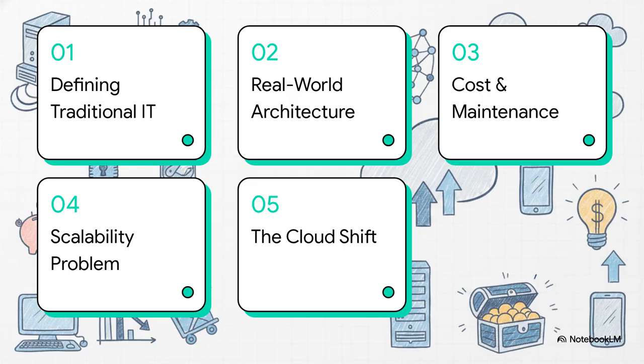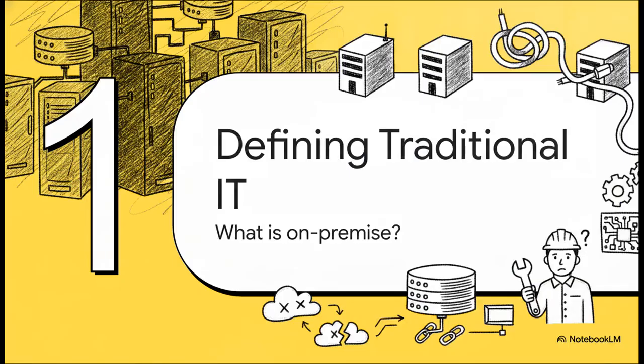First, defining traditional computing. Second, real-world architecture. Third, cost and maintenance burdens. Fourth, the scalability problem. And finally, the cloud shift. All right, Section 1, defining traditional computing.